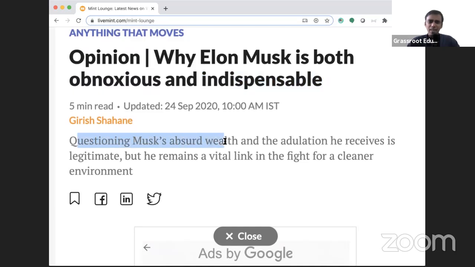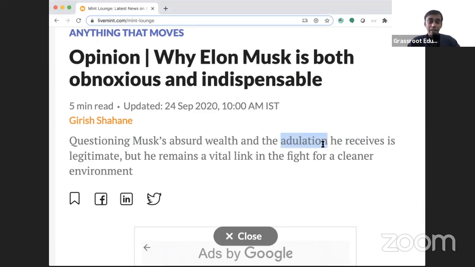Now let's start. Questioning Musk's absurd wealth. What do you mean by absurd? Absurd means illogical. He has amassed so much wealth that it is almost absurd, illogical that he has so much money. So questioning Musk's absurd wealth and the adulation he receives. What do you mean by the word adulation? Praises. So excessively praising someone. That is called adulation.